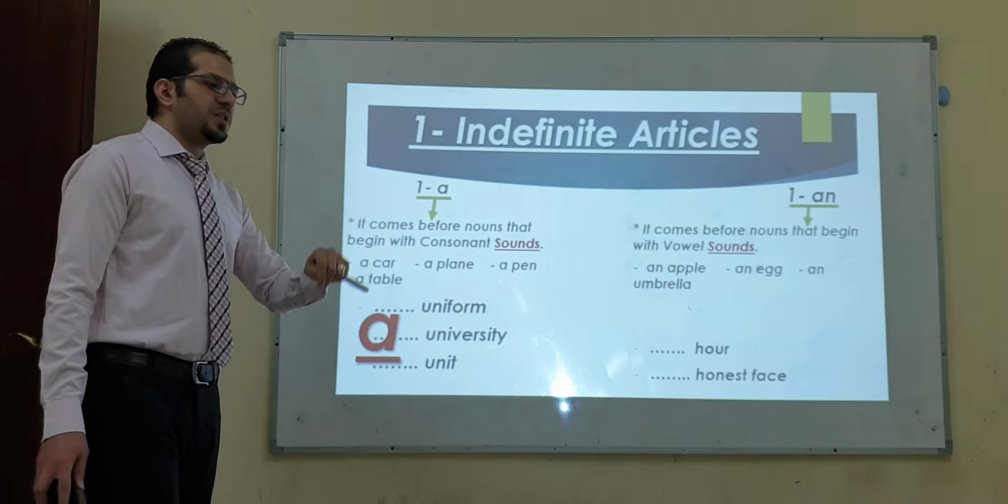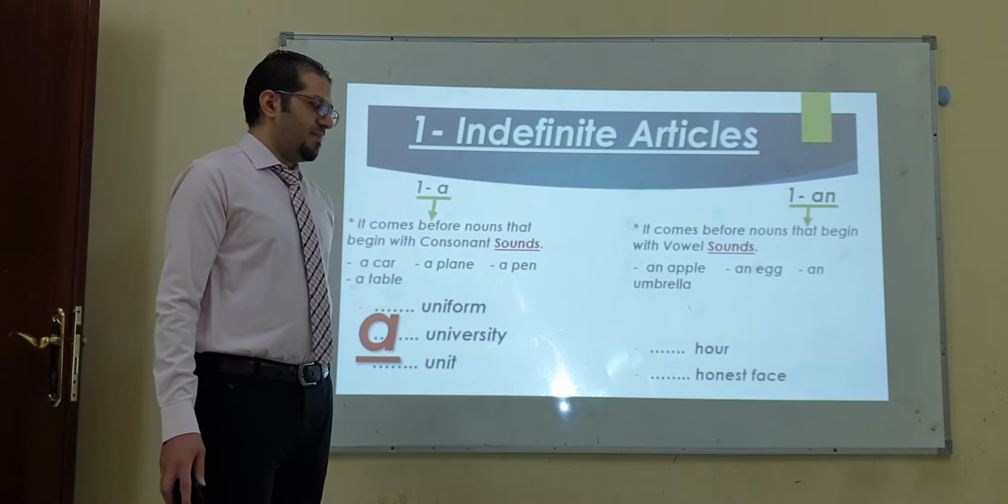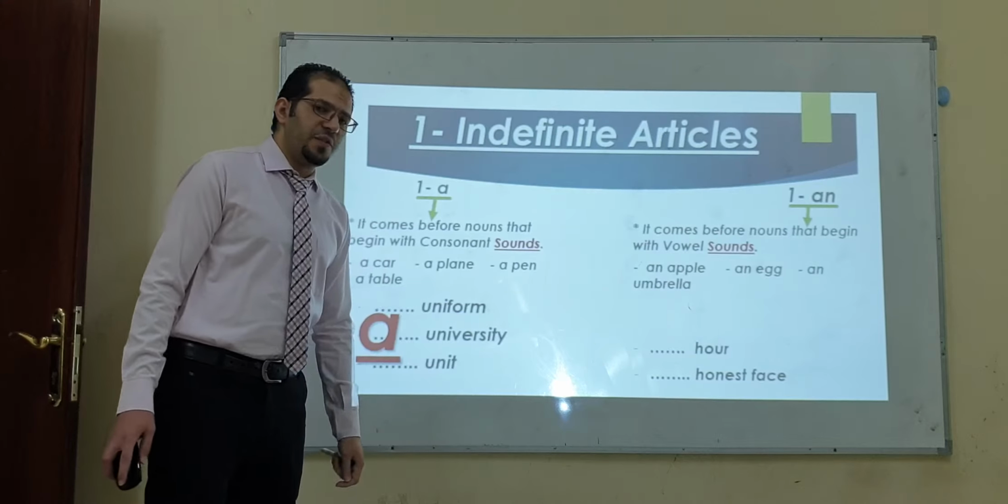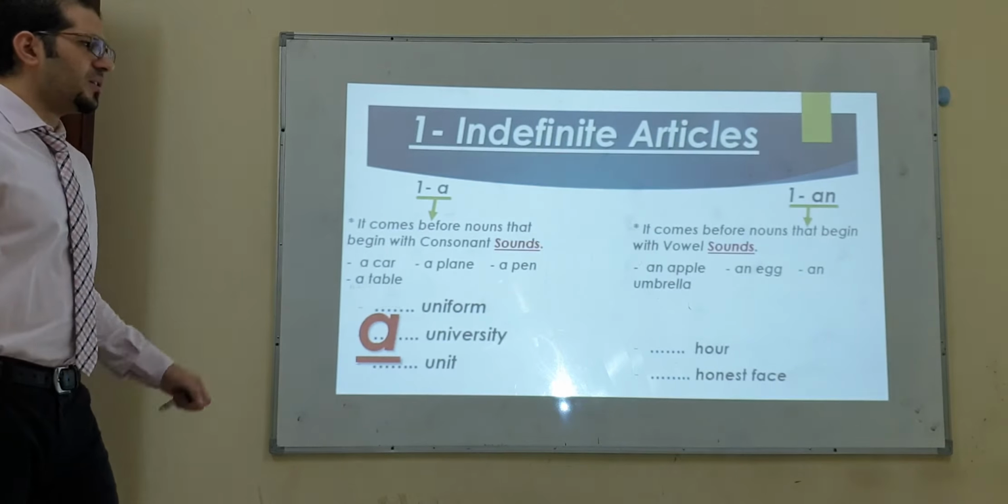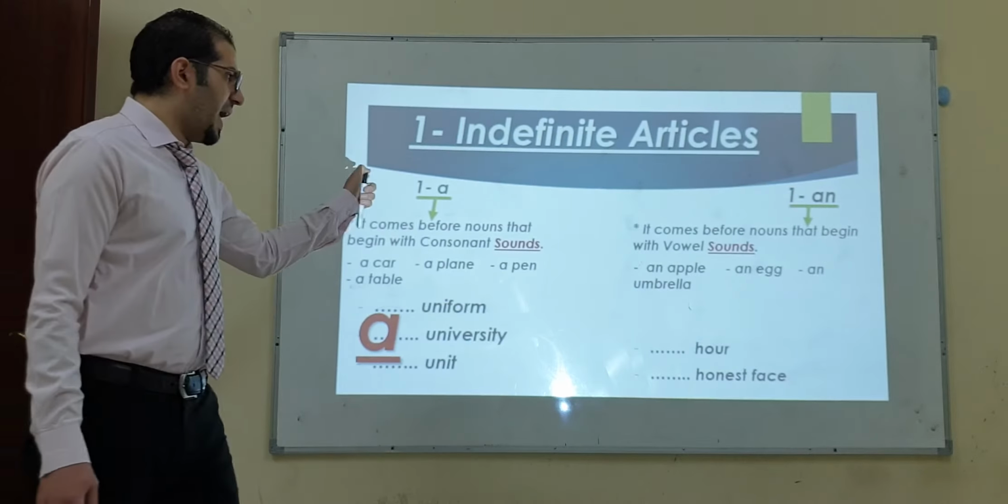What about these words here? Hour, honest, heir. Which article can we use here? A or an?